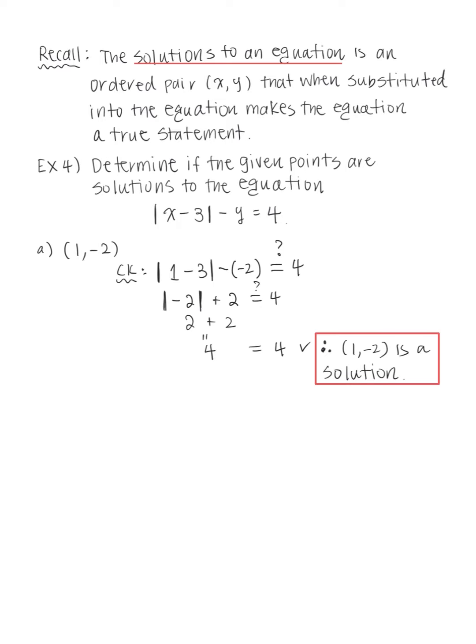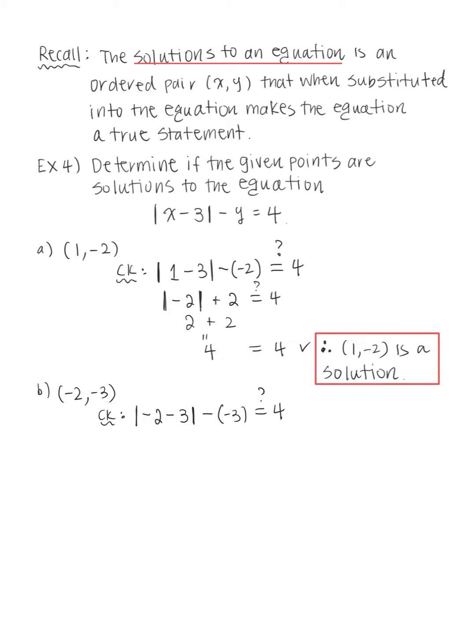Now let's look at example B. So let's take a different ordered pair. Let's check to see if negative 2 comma negative 3 is going to be a solution to the equation. So we're going to check. Is the absolute value of x, which is negative 2, minus 3, and then minus y, but the y is negative 3, going to give us 4 back?